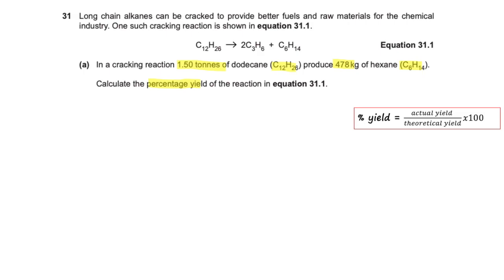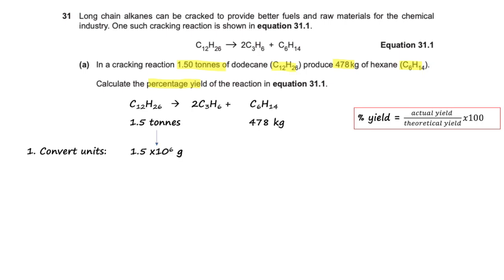In this question, we've been given two different units of masses, tons and kilograms. So, the first thing to do is to make sure that they are in the same units. I'm going to convert them all to grams because it helps a bit later when we're going to be using moles. So, to start off with dodecane, they've given us 1.5 tons, which equates to 1.5 times 10 to the power 6 grams. And this would give you 1 mark.